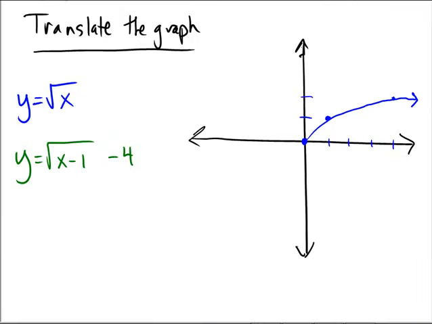Okay, let's see how well this one works. So I drew on the grid over here the function y equals radical x, and I'm asking us to try to graph this translation that is radical of x minus 1 minus 4.